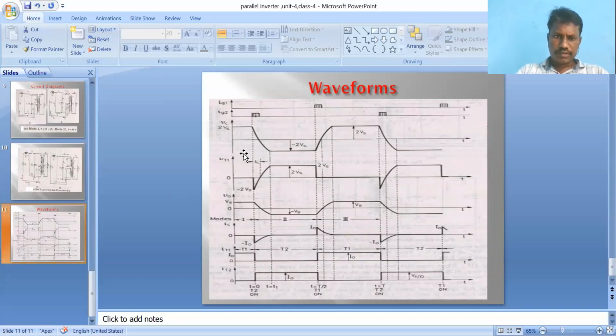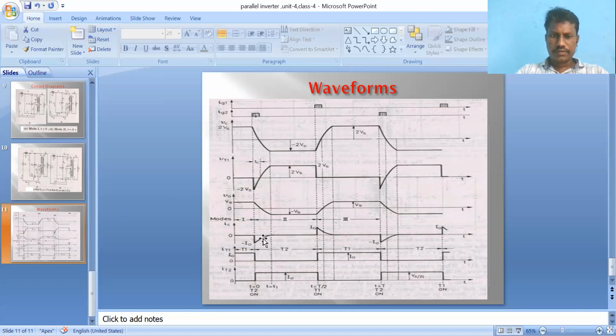Up to mode 1, what I am saying is T1 is on state, then T1 off state. So in mode 2, T2 is on state. What is the capacitor voltage? Capacitor voltage is minus 2 VDC. We are getting it like this. V0 is the voltage across the load once T2 is on state. What is the voltage? Negative. With T1 on state, the voltage is positive. Load voltage positive means T1 is on state. Load voltage negative, T2 is on state.